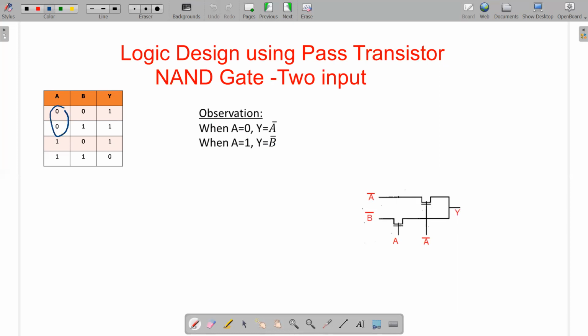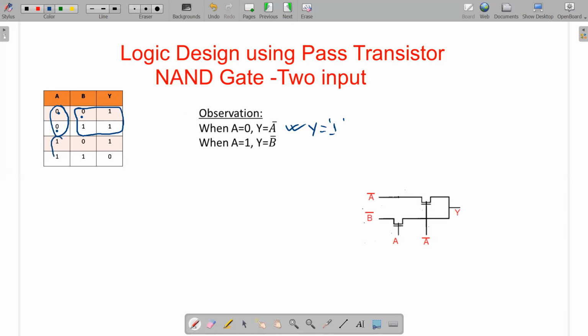See, when A equal to 0, the observation is between B and Y. So here you can see Y equal to A bar. If A is 0, Y is 1, A is 0, Y is 1, so we can write this. Or also we can write, when A equal to 0, Y equal to 1. That is also correct because Y is always 1. It is independent of B. Whatever the value of B is, either 0 or 1, Y is 1. Or another way we can write Y equal to A bar.